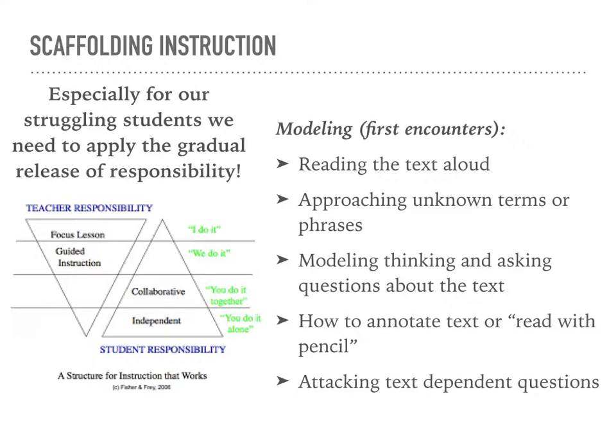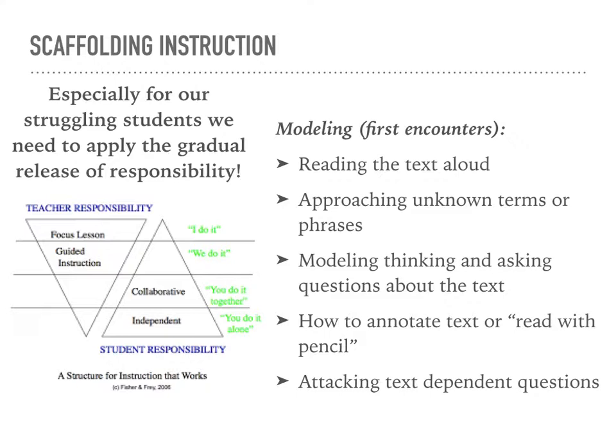So you always need to model with any first encounters with anything, but especially with close reading. And as you model, you need to break it down into the steps that you're taking in order to figure out that challenging information that you're coming across. That modeling with our first encounters of teaching students to close read is important. Then close reading can become independent as we continue throughout the year.